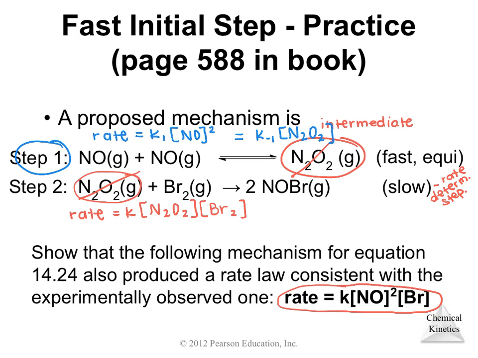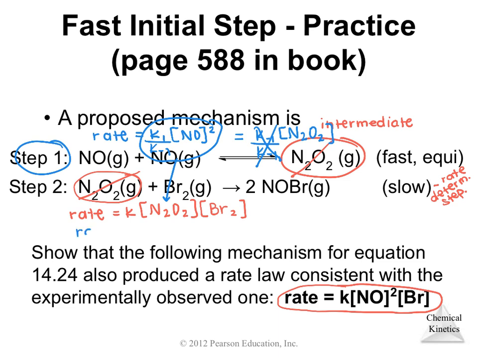So now if I want to replace the N2O2 in my rate law, what I need to do is get the N2O2 by itself. So I'm going to divide by k minus 1. k minus 1, so it cancels there. And now my N2O2 is equal to k1 over k minus 1 times the NO squared. So I'm going to plug this piece here in for N2O2 because it's equal to N2O2.